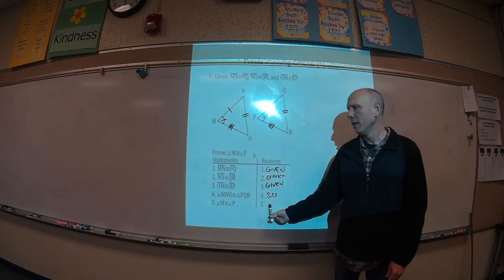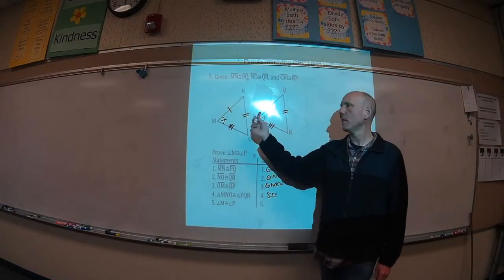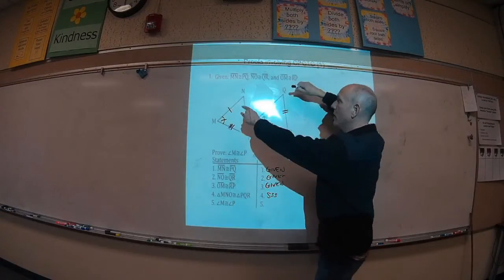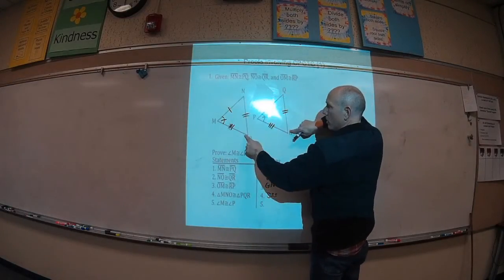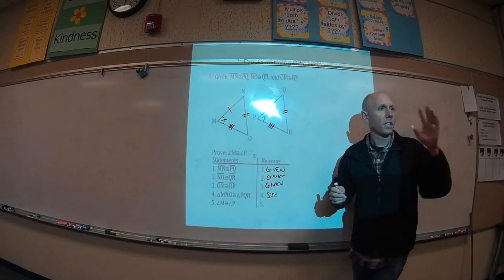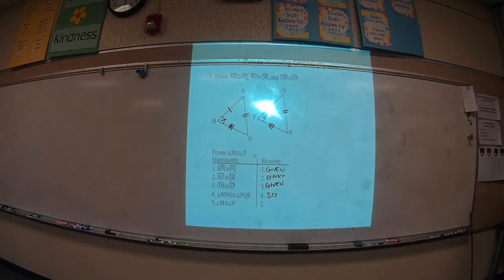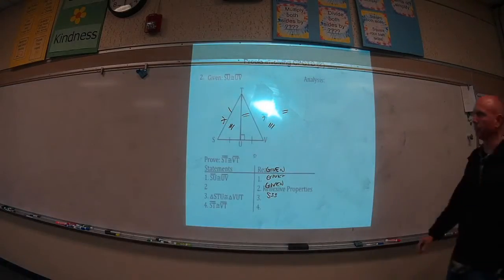These are congruent because corresponding parts of congruent triangles are congruent. Are these angles congruent? Yes. Are these angles congruent? Yes. Once I've proved the triangles are congruent, all of the parts are congruent. Impressive. Let's go to this one.